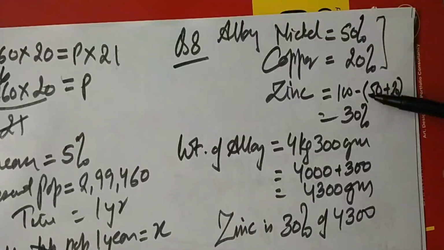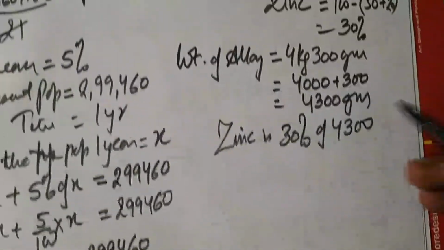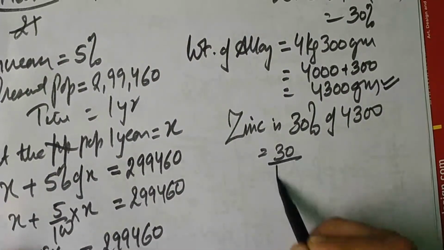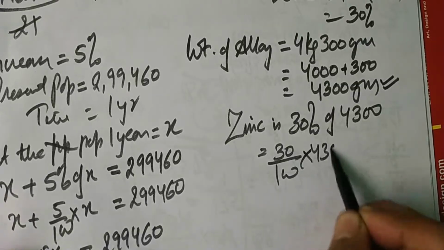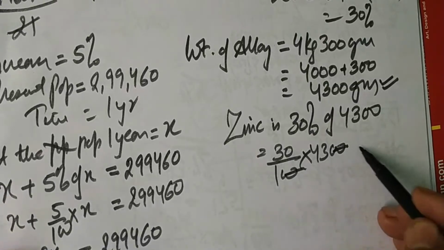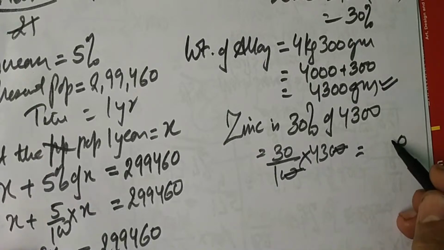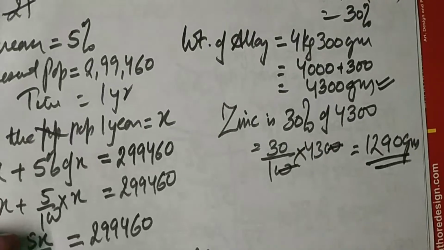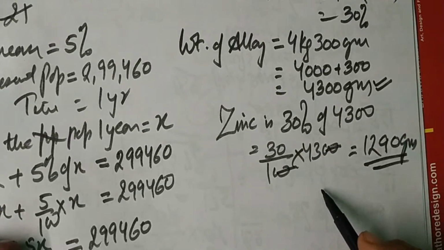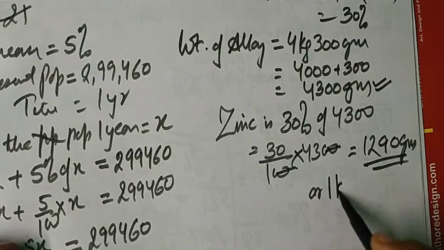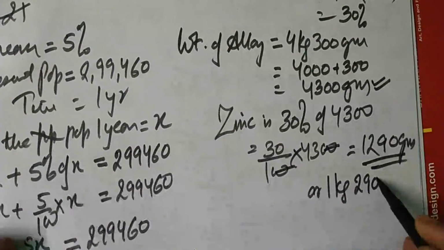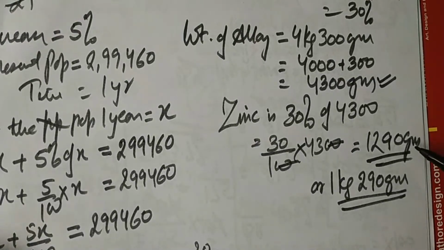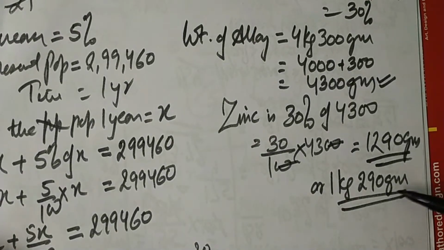The total weight of the alloy is the mixture of the 3 metals. We are finding how much zinc is there. Zinc is 30% of the total. 4300 is the total weight. So simple, 30% of 4300. So solve, you will get the answer 1290 grams. What is 1290 grams? Or 1 kg 290 grams. So the answer is in grams, you can write the answer in kg and grams also.